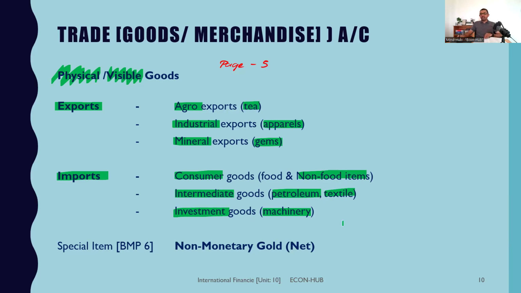Right. Then we have a special thing. In the BPM 6th edition, in the trade account, in addition to the standard export import items of physical, visible, tangible goods, we talk about a special thing called non-monetary gold. So there is monetary gold and non-monetary gold. What is non-monetary gold? Okay, so you have to have an idea. And remember, non-monetary gold comes as a special item under the trade account.